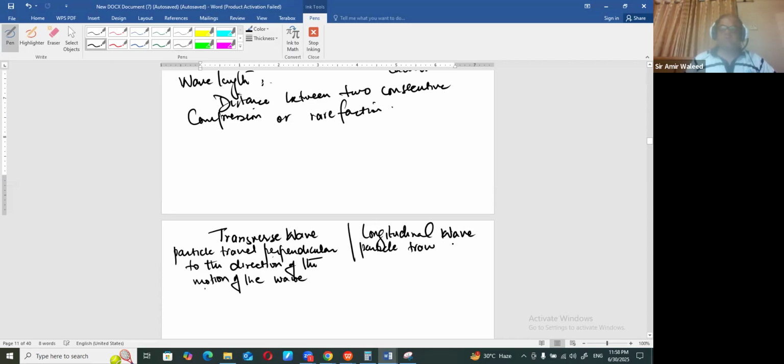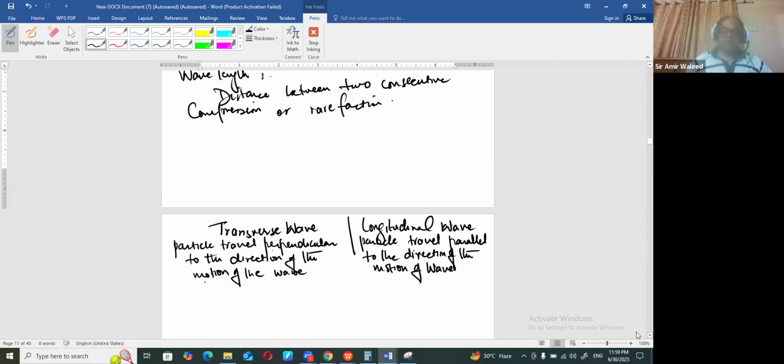Here, in longitudinal waves, particles travel parallel to the direction of the motion of the wave. This is the first difference, right?